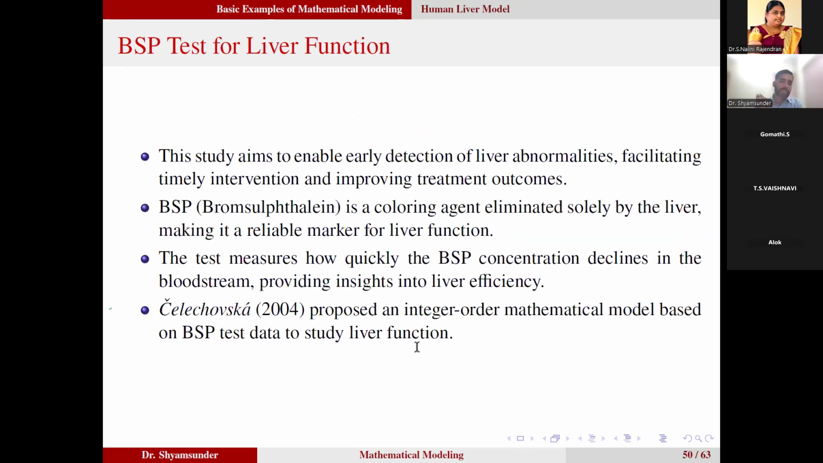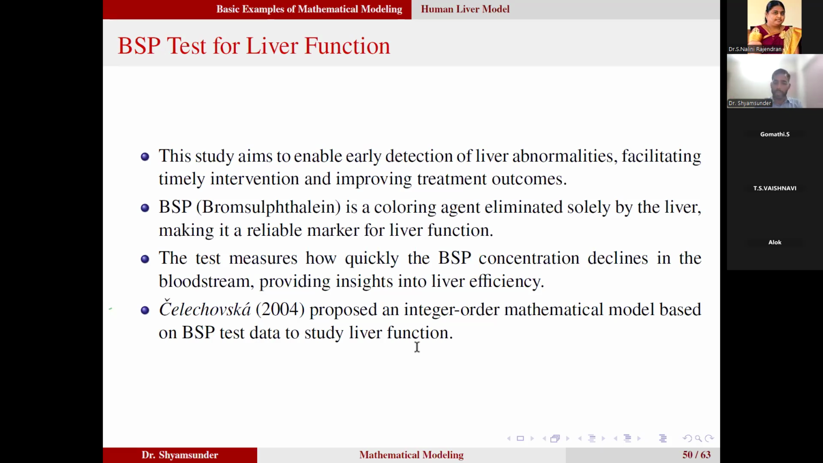Then the next is the BSP test for liver functions. It is also a biosystem model, related to biochemistry. This study aims to detect liver abnormalities, that is, whether your liver is working well or not. The test we use is the BSP test. BSP is a coloring agent.